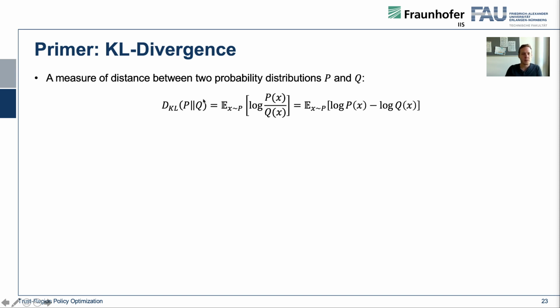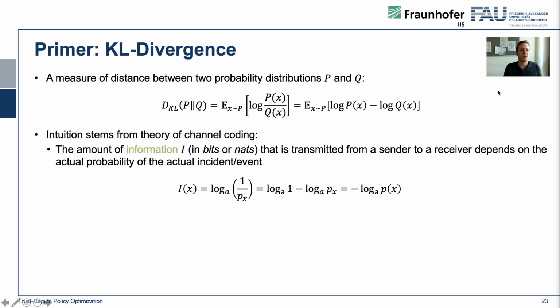The KL divergence between P and Q is nothing else than a sample estimate. So you sample points from a probability distribution P, and it is the log probability of this point under the distribution P divided by the probability under the distribution Q. And as you are in logarithm space, you can just subtract these two terms from each other.